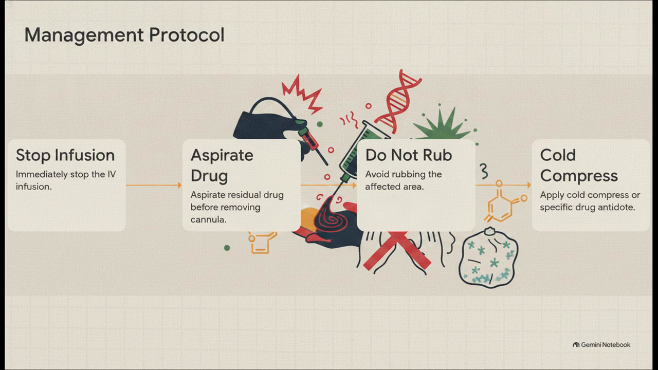Step 1, stop the infusion immediately. Step 2, and this is a big one, do not just yank the needle out. First, you must aspirate or pull back any residual drug left in the IV cannula, using a syringe to minimize the amount of vesicant in the tissue. Step 3, again, absolutely do not rub the area. And finally, depending on the exact drug that leaked, you'll apply a cold compress or deploy a specific chemical antidote, like a vinca alkaloid or a vasopressor.